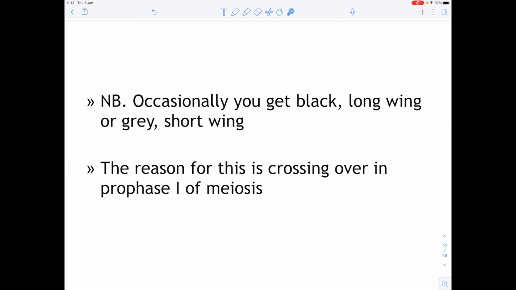One thing they do like to point out in exams is that occasionally you get an anomalous result, occasionally you get a black long wing fly or a grey short wing fly, and the reason for that is due to what I said before, the fact that crossing over has occurred in prophase 1 of meiosis.